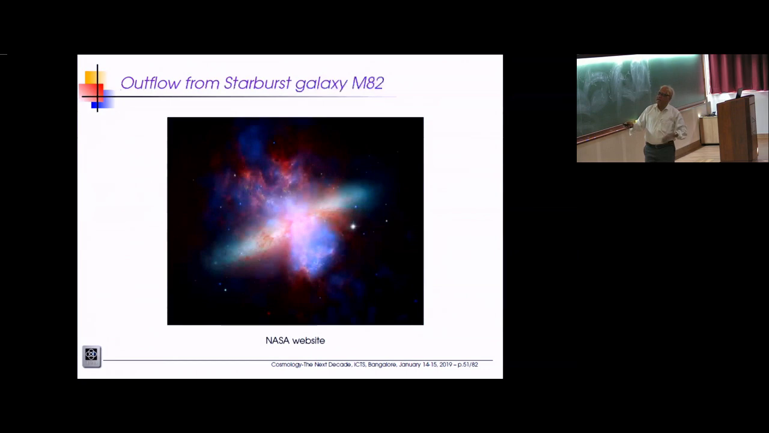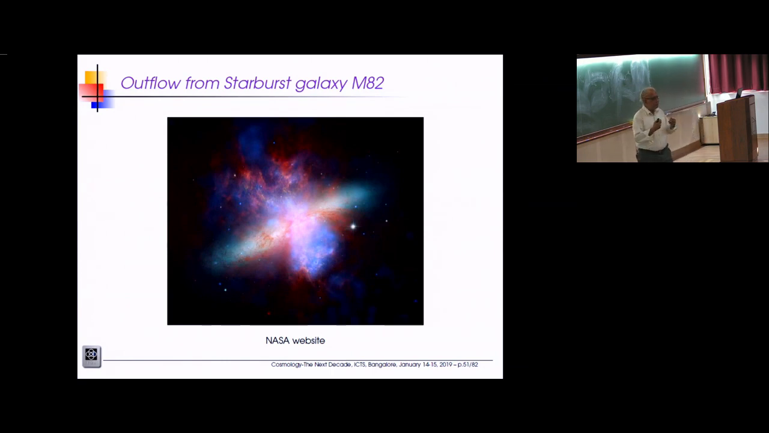And here is an example of such an outflow from a starbursting nearby galaxy called M82, a famous one. And this is the disk, which is almost seen edge on here. And in the central regions, the gas is being ejected. And this is shown in various observational bands.